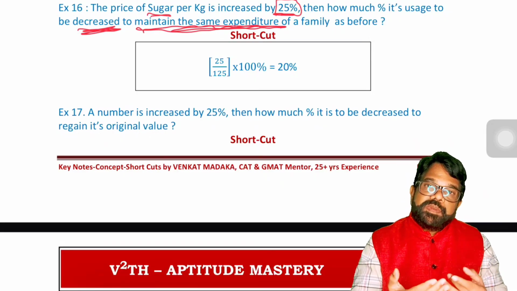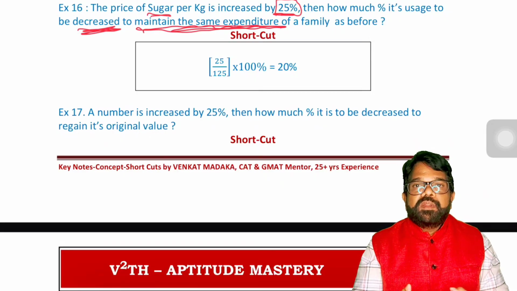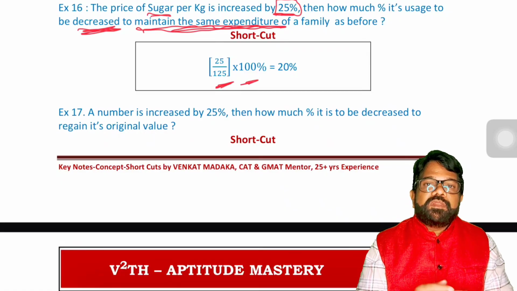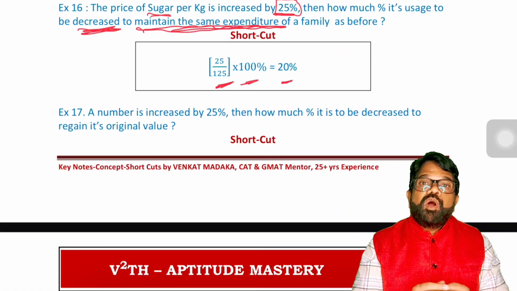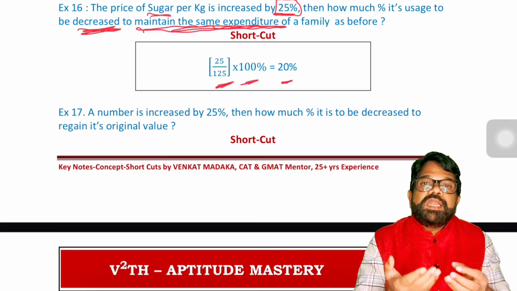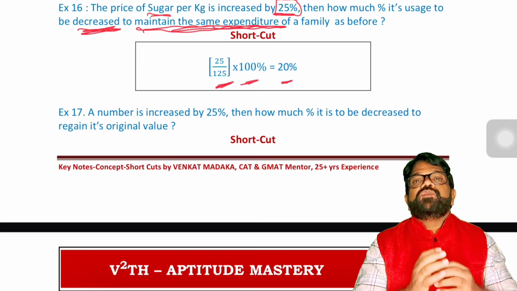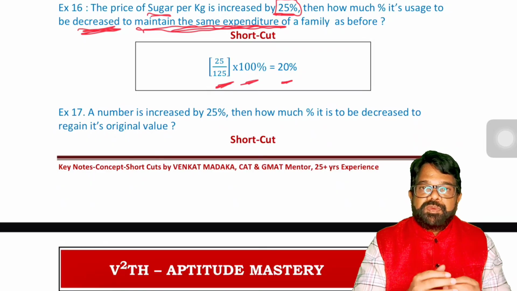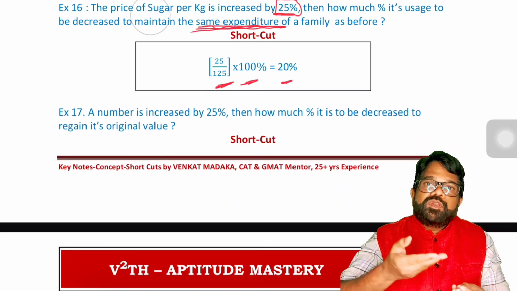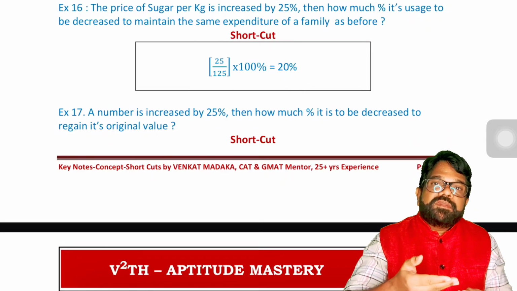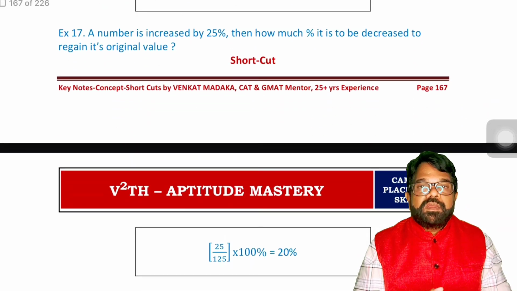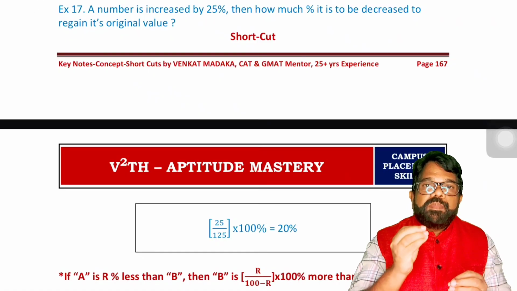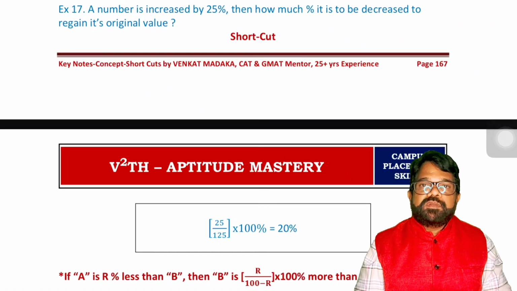Now you have to apply the same keynote, R by 100 plus R. 25 by 125. 25 5s gets cancelled, 5 20s gets cancelled. So 20%. So how much percent its usage is to be decreased now? 20% its usage is to be decreased. Understood? By observing all these examples, initially it is increased by some percentage. To balance that, another factor is to be decreased. For this type of example, always you have to apply R by 100 plus R into 100 percentages.